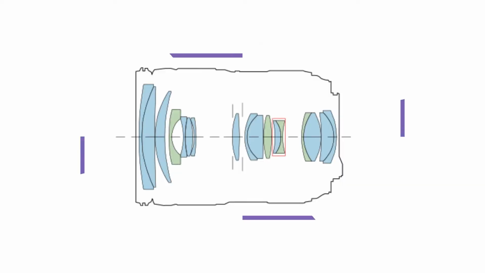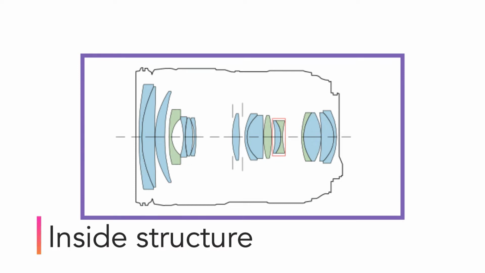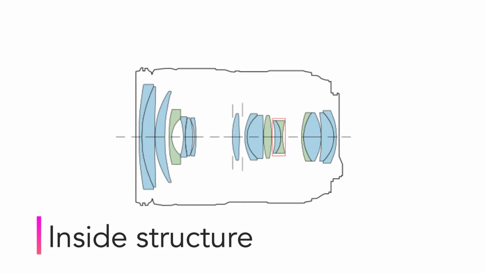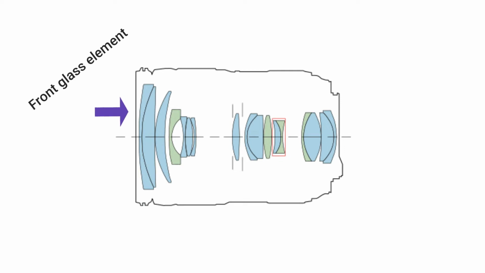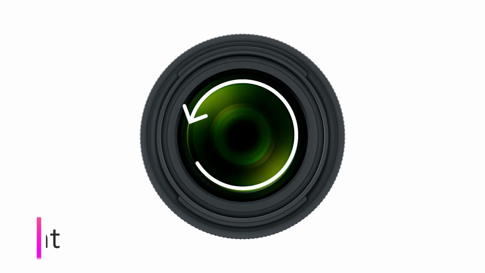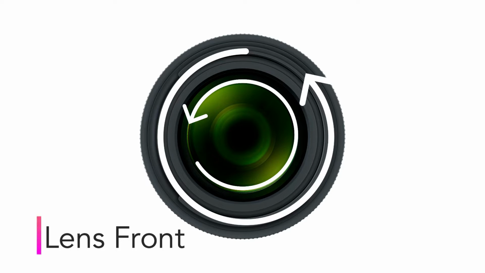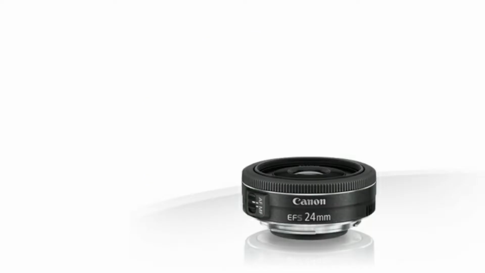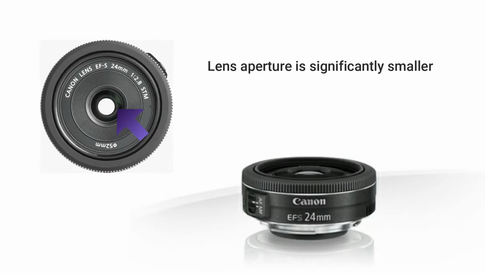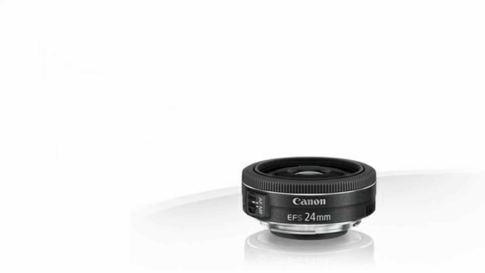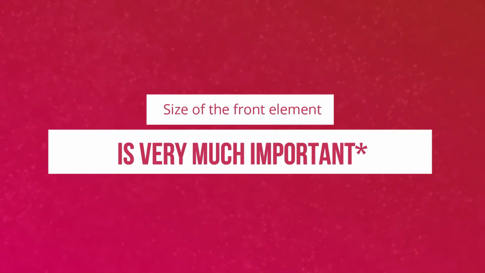Here you can see the inside structure of a digital camera lens. And on the top you can see the front glass element, which I have already mentioned in the previous step. Now listen to me very carefully. The front glass element must have a shorter diameter than the lens filter diameter itself for obvious reasons. But in some cases, the size of the front element can be significantly smaller than the filter diameter of the lens, just like this lens. So don't ever consider a lens as a great lens depending upon the lens filter diameter only.